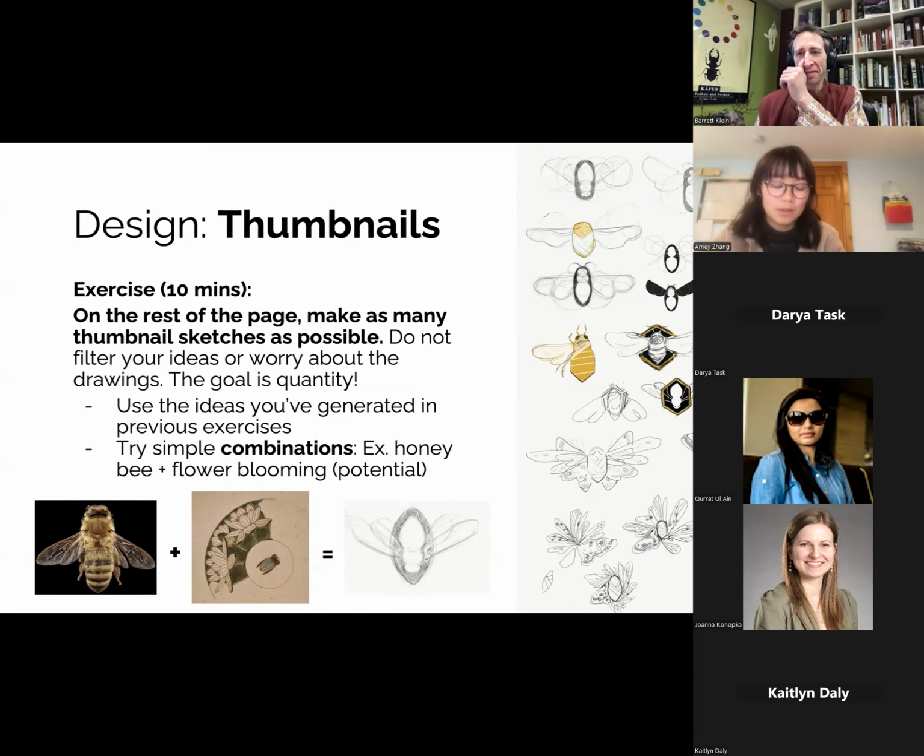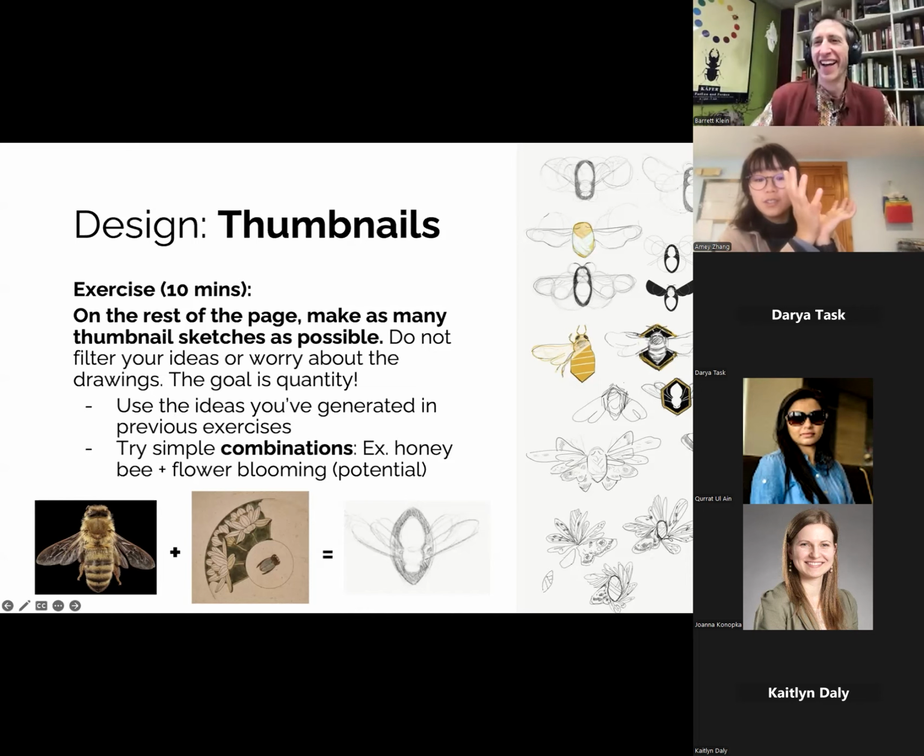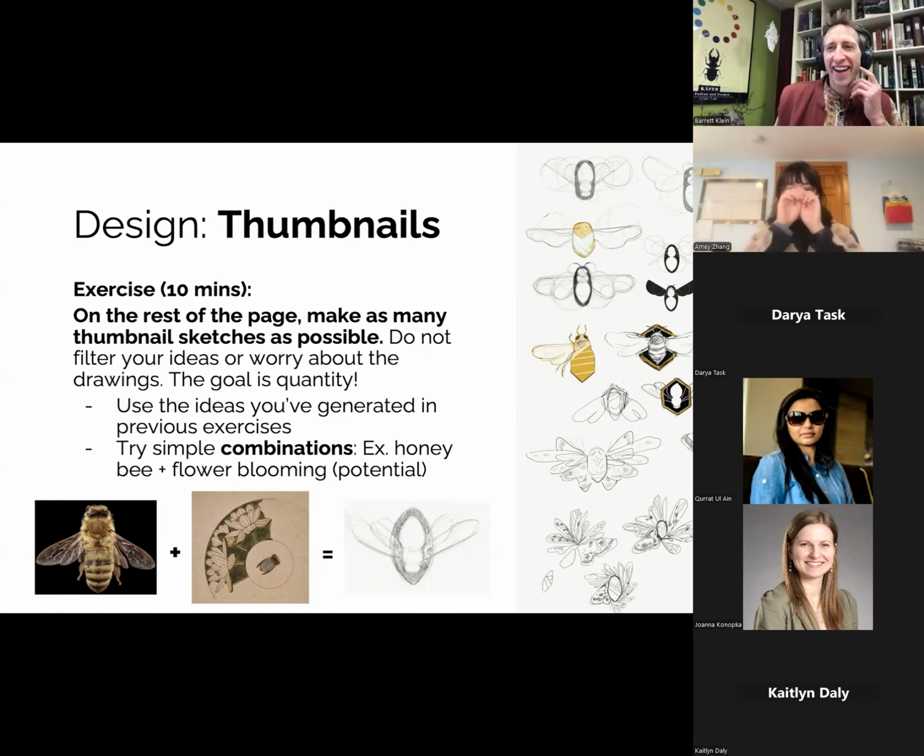To show an example of that, I had a honeybee and then I had this lotus flower. And I liked that a lotus flower blooming, a flower blooming, can evoke potential. So this one idea at the bottom here was trying to combine the wings of a honeybee, perhaps inside a pupa, with the idea of a flower blooming.